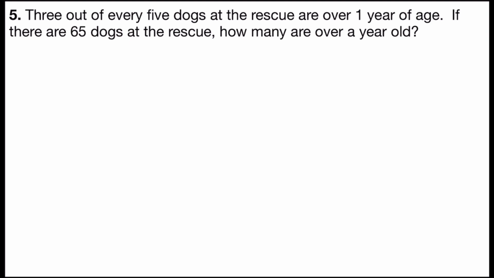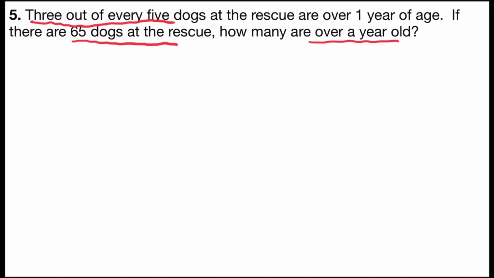And so this question is a proportion question. I know that because I'm given one ratio, 3 out of every 5, and then I'm asked information about a second ratio, but a piece of it is missing. I know there's 65 dogs, but I don't know how many are over a year old.